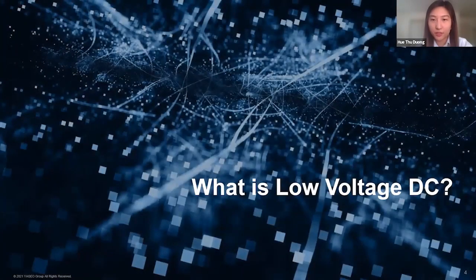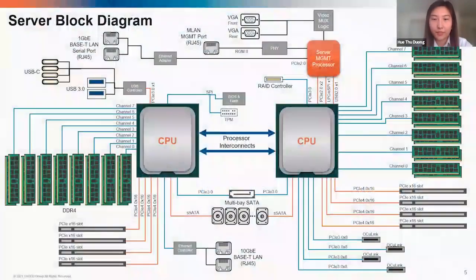So what is low voltage DC? This is an example of a low voltage server block diagram that contains CPUs, which have data buses that connect to other circuit blocks, such as digital chips, banks of memory, storage solutions, external I/O devices, and etc. And all of this is within the realm of digital low voltage.